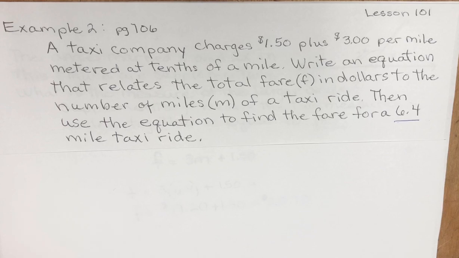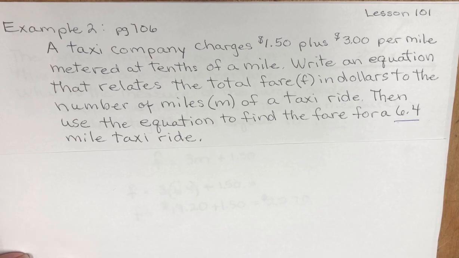So now we're on example 2, which is on page 706. The taxi company charges $1.50 plus $3 per mile metered at tenths of a mile. They want you to write an equation that relates the total fare F in dollars to the number of miles of the taxi ride. Then use the equation to find the fare for a 6.4 mile taxi ride.